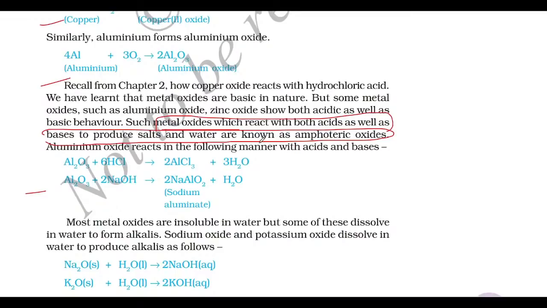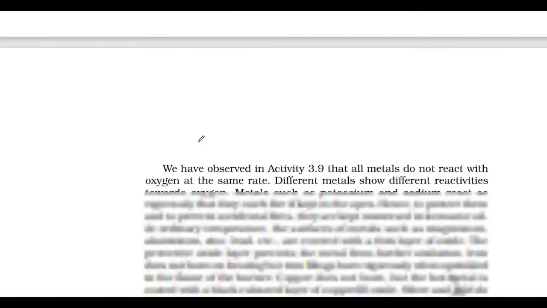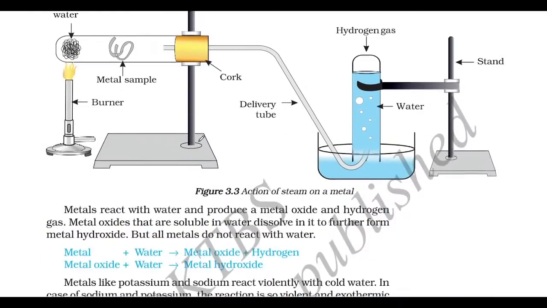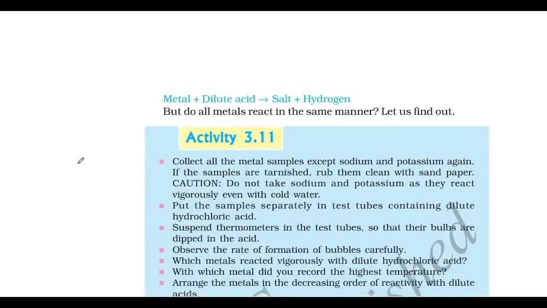So know the difference, students. Metal oxides which react with acid as well as base to produce salt and water are amphoteric oxides. Example, aluminum oxide and zinc oxide are examples of amphoteric oxides. Important 2 mark question. And also action of steam on metal, an important 3 marks diagram. So all these reactions you can go through.